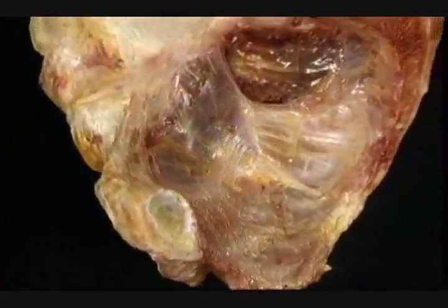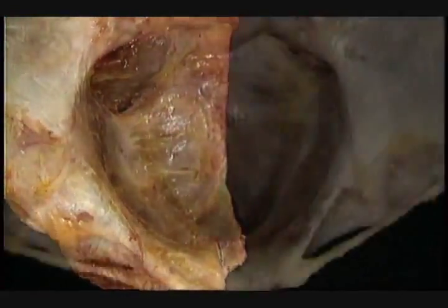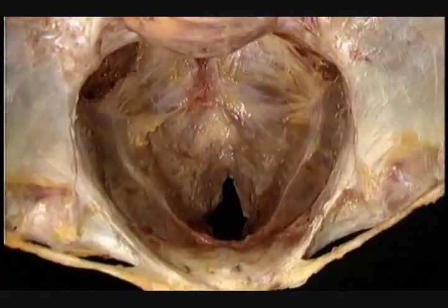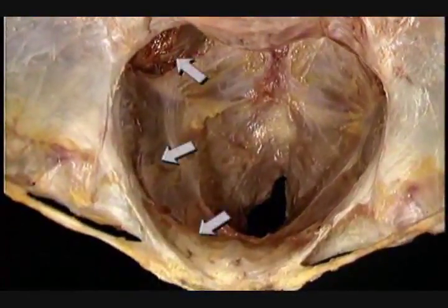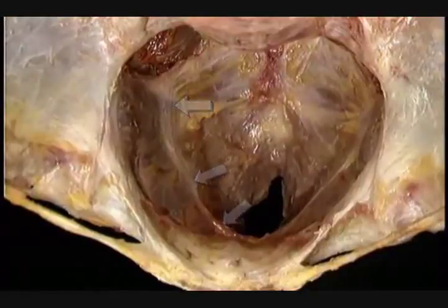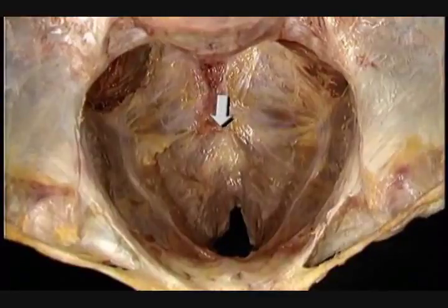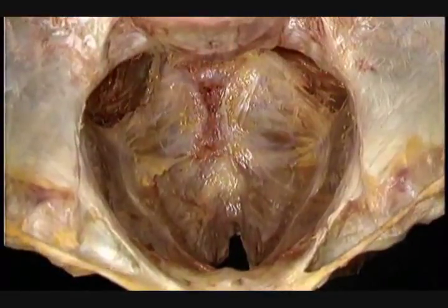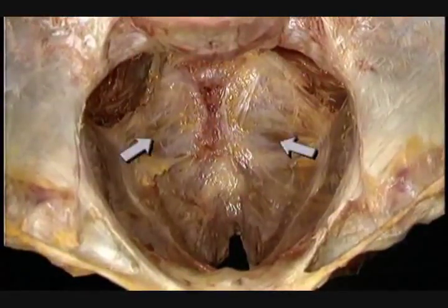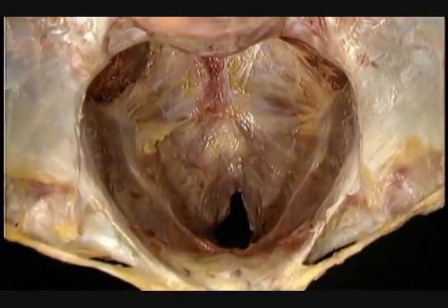Now that we've looked at one levator ani muscle, let's look at the two of them together. We're looking from above. Here's the upper part of obturator internus. Here's the tendinous arch. The ischial spines are here. Here's the tip of the coccyx. Here are the coccygeus muscles. Here are the two levator ani muscles.